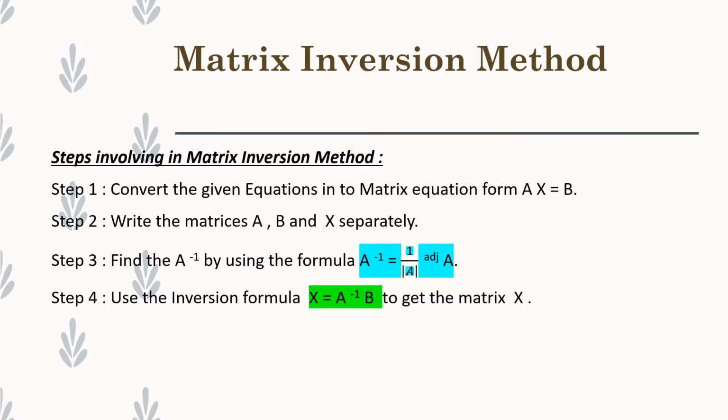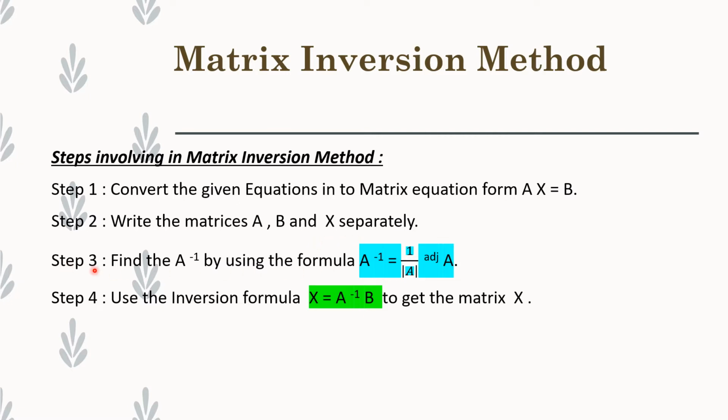Matrix inversion method. Steps involved in matrix inversion method. Here we are having 4 steps to find the unknowns. Step 1 is convert the given equations into matrix equation form AX equal to B. That is, you have to represent the given equations as the matrix equations. Step 2 is write the matrices A, B and X separately.